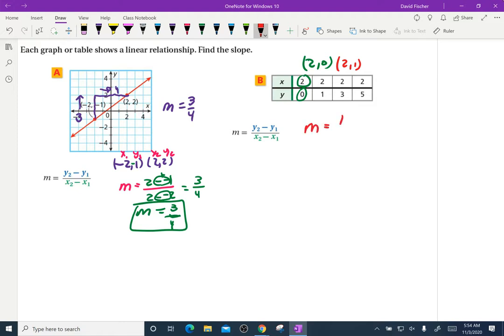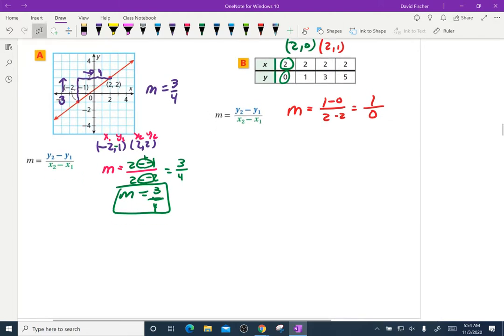So m equals 1 minus 0 over 2 minus 2. 2 minus 2 is 0. And 1 minus 0 is 1. This gets back to that 0 deal. Put it into the calculator. A lot of kids want to say it's 0, but if you do 1 divided by 0, you're going to get errors. So in this one, my slope is undefined.